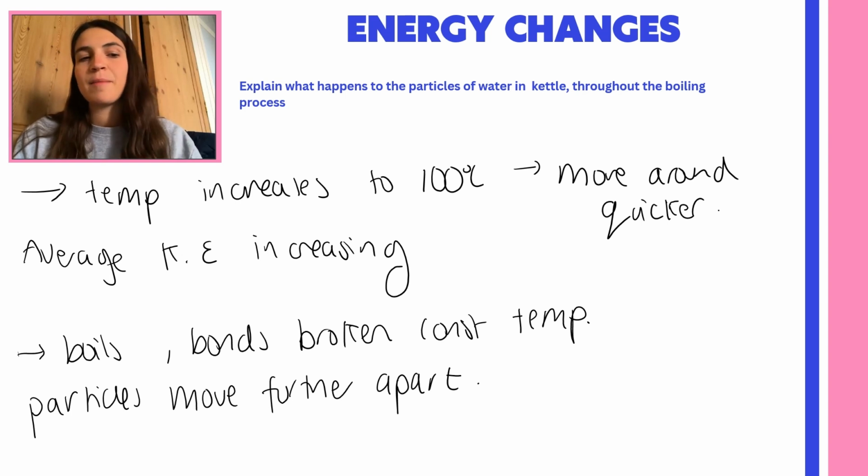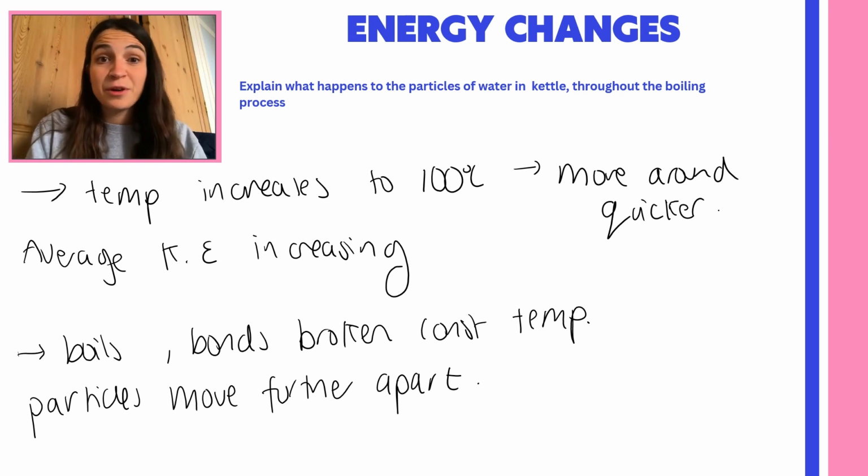And key thing to remember here that people often forget is this process actually happens at a constant temperature. So that implies your particles aren't actually moving around quicker during this process. All of that energy is being used to break the bonds between your particles.